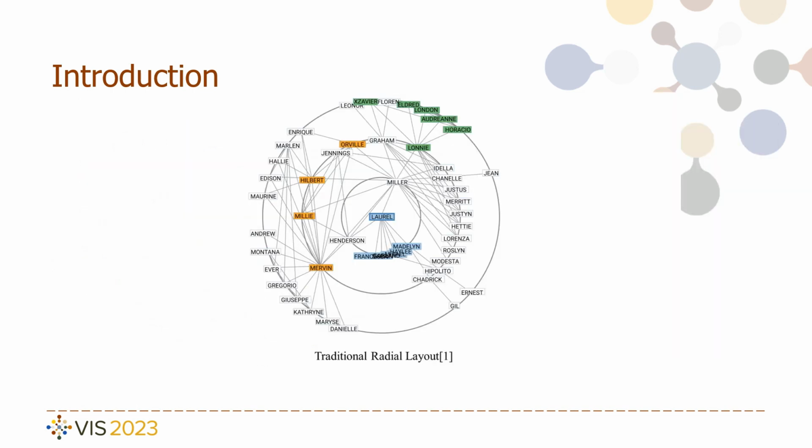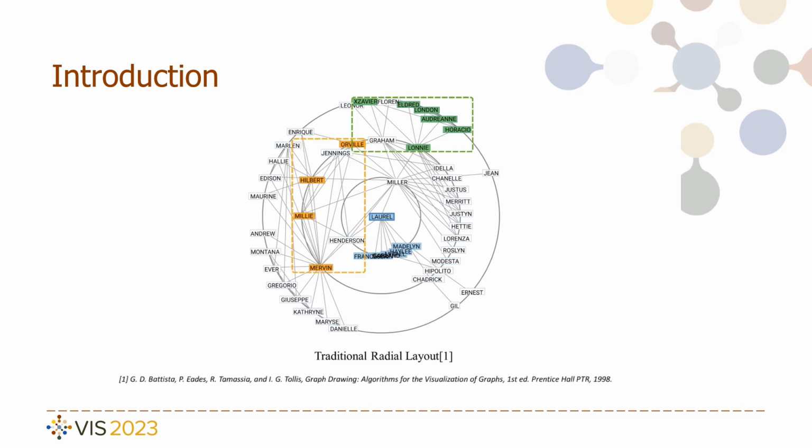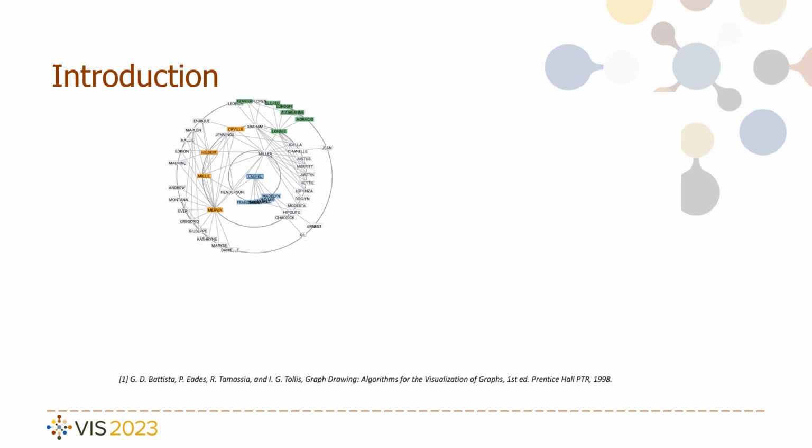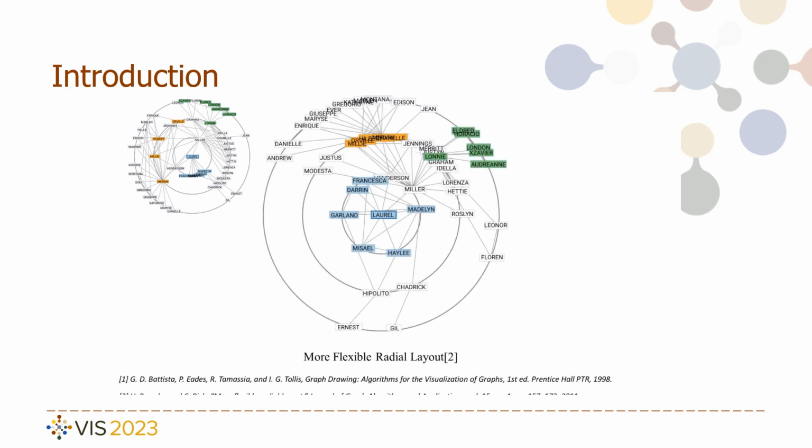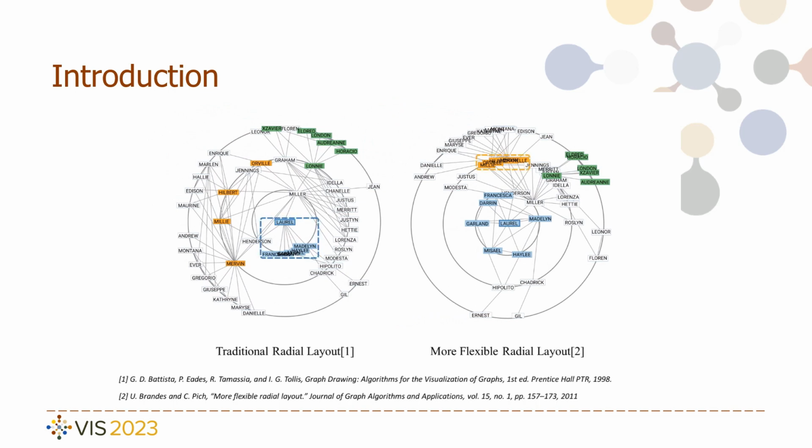A popular method to visualize such subgraphs is radial layout, which positions nodes on circular lines to show the hierarchy of the subgraph, but it often fails to show the structures of clusters. Another method, flexible radial layout, tries to preserve cluster structures but is limited by the layout space, resulting in the fragmentation of clusters. Moreover, both methods suffer from significant overlap.